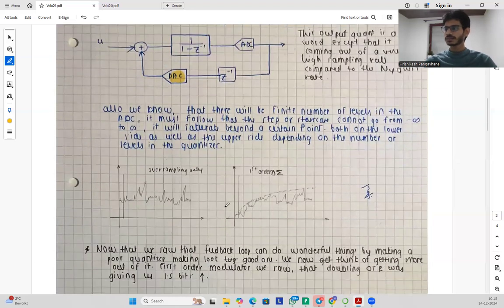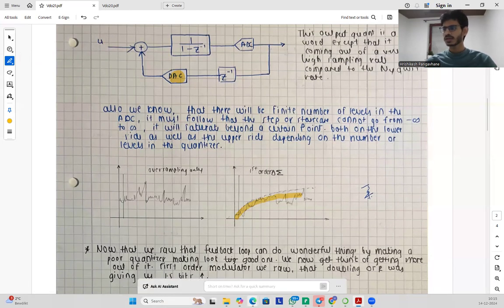Then we talked about the oversampling noise, right? It was spread over a range of pi by 2. So when we are using first order delta sigma, the noise characteristics can be observed as a high pass behavior. And we can analyze this using a behavioral Python model.